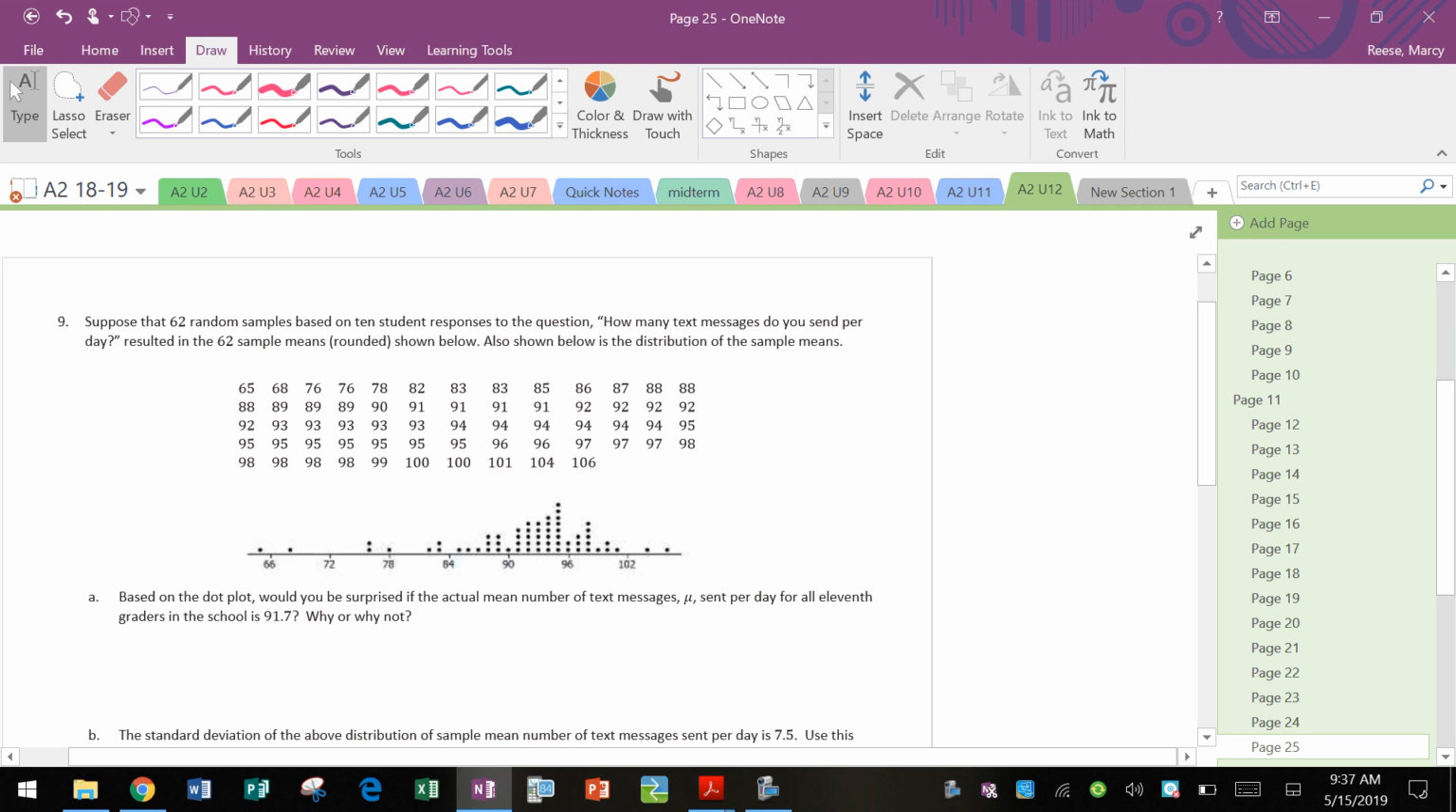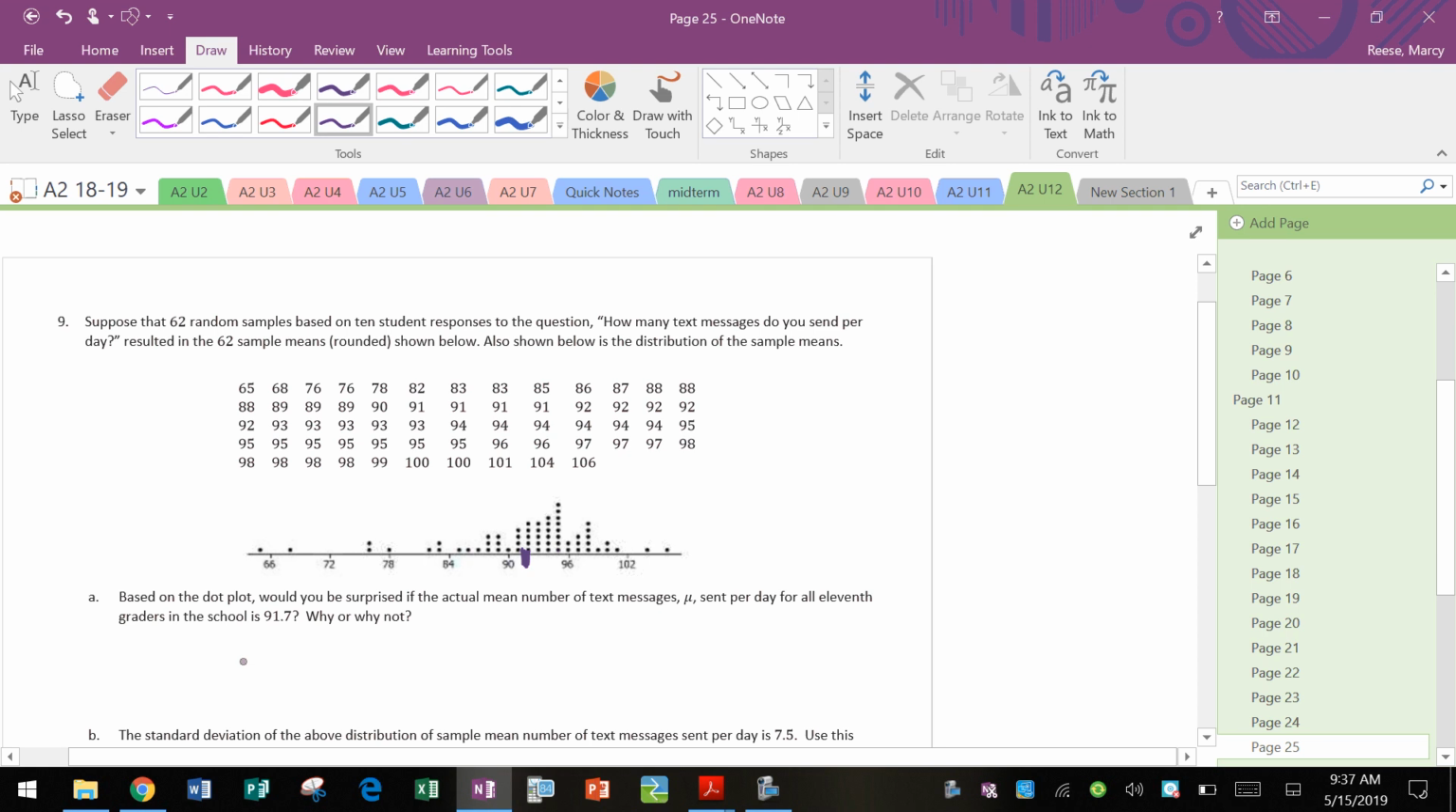Suppose that 62 random samples based on 10 students' responses to the question, how many text messages do you send per day, resulted in the 62 sample means shown below. Also shown below is the distribution of the sample means. So here it is, there's the sample, we'll put it on a dot plot. Based on the dot plot, would you be surprised if the actual mean number of text messages, mu, sent per day for all 11th graders in the school is 91.7? So 91.7 is right there.